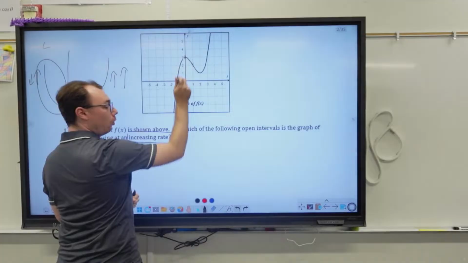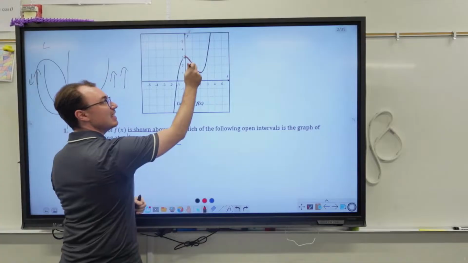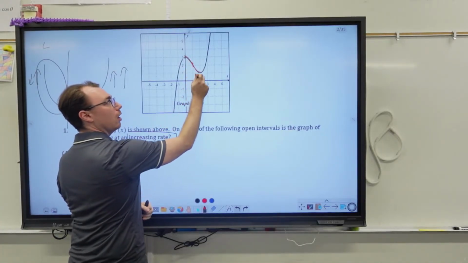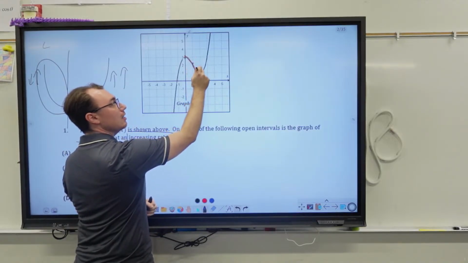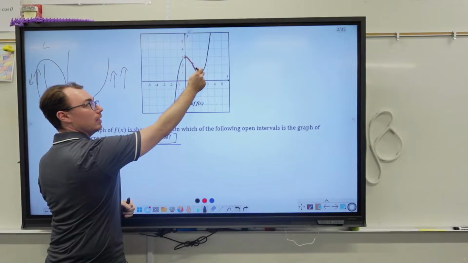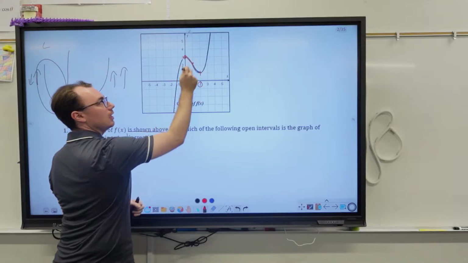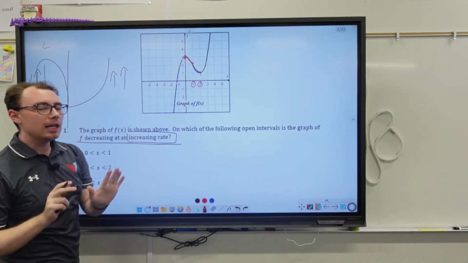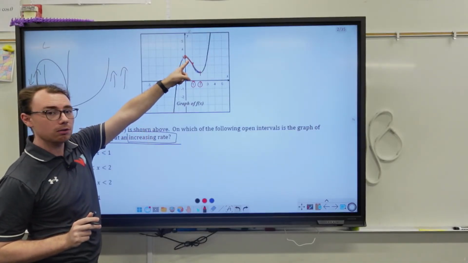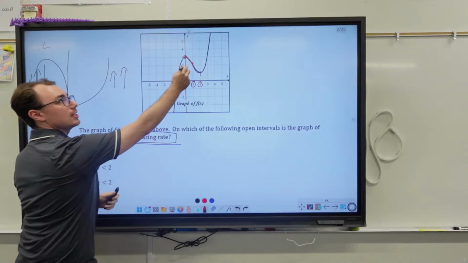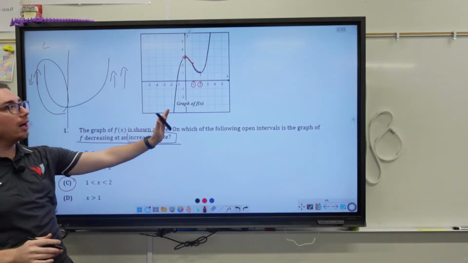It's not the full length of this interval, because the section of the graph from x is 1 to x is 2 is concave up. So it's decreasing at that increasing rate, but it's not going to be from here to here. In that section, it's a concave down kind of section, so this is decreasing at a decreasing rate. The only section where it's decreasing with an increasing rate is going to be C, from 1 to 2.